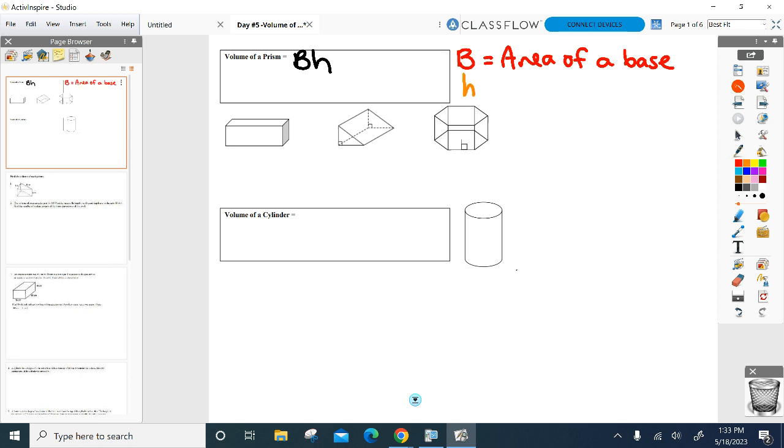And then H, if I called on someone, yeah, I get it. It's height. But guys, we've had a ton of heights here. What are we talking about? It's the height of the prism. Nothing else. The height of the prism.